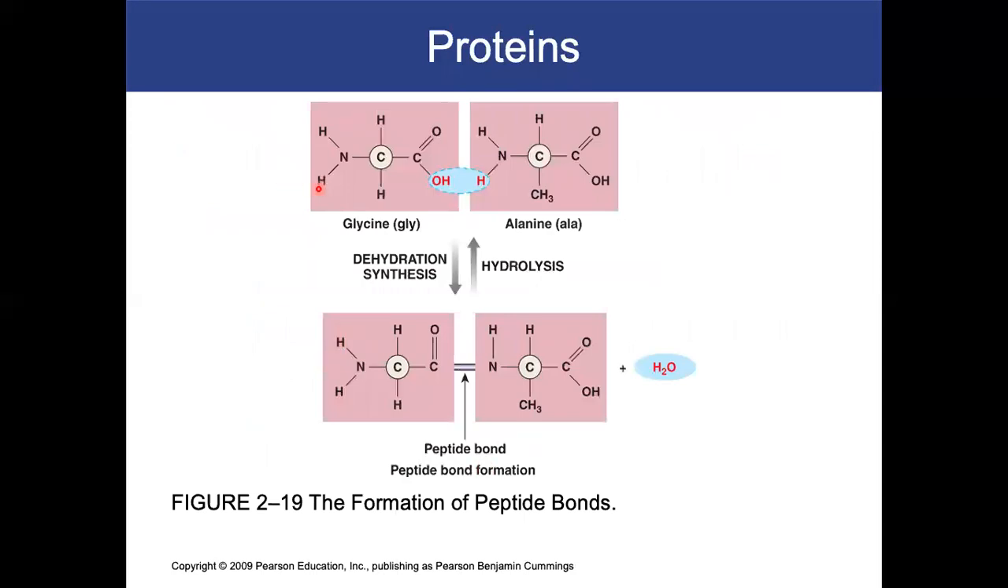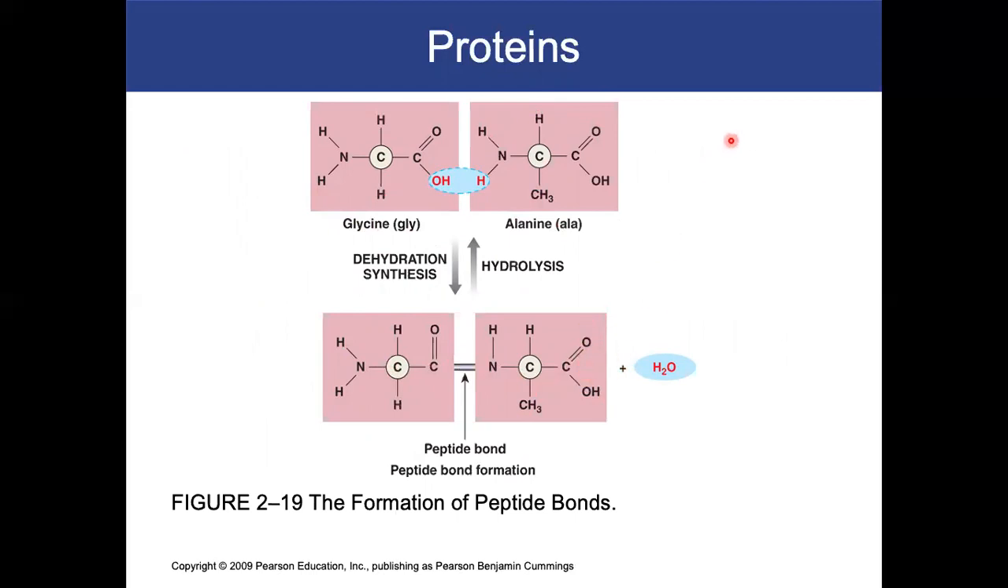So let's say we want to take these monomers and stick them together. Here's glycine, here's alanine. We're going to use dehydration synthesis and an enzyme. It's going to force a bond between these two. And so this is a peptide bond. This is called a peptide.